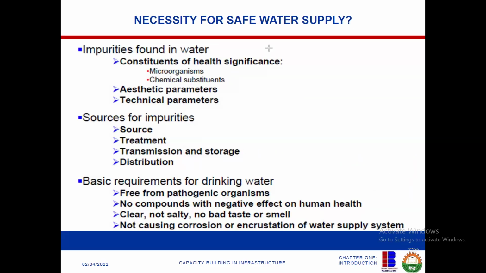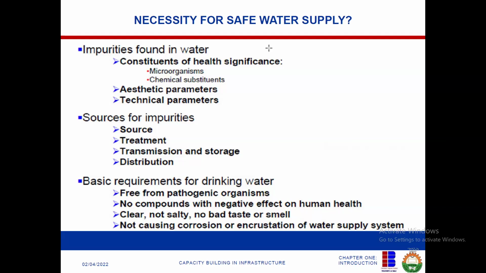Okay, so there are basically three impurities found in water, okay, that have significance. Microorganisms, chemicals, and then physical. When you treat water, you treat for 3 parameters. You treat it for biological contamination, you treat it for chemical contamination, and you treat it for physical contamination.